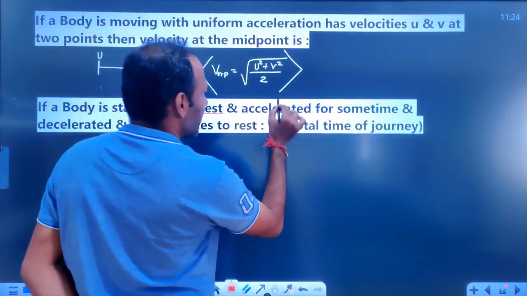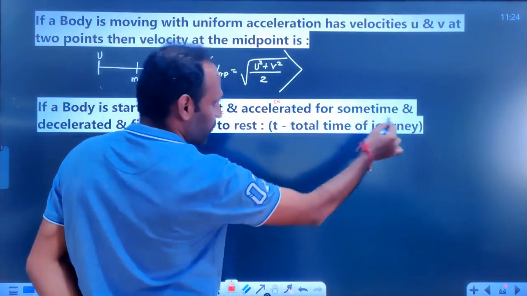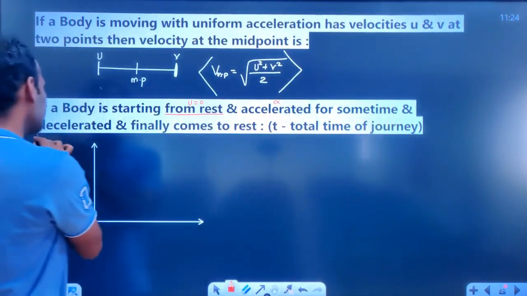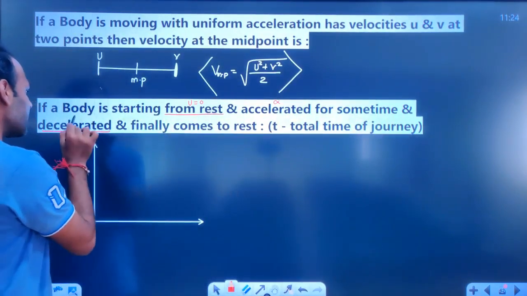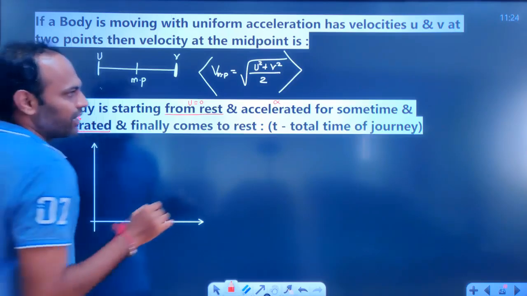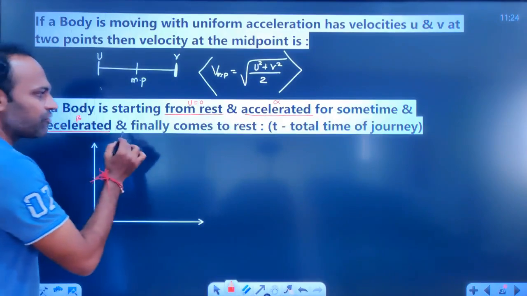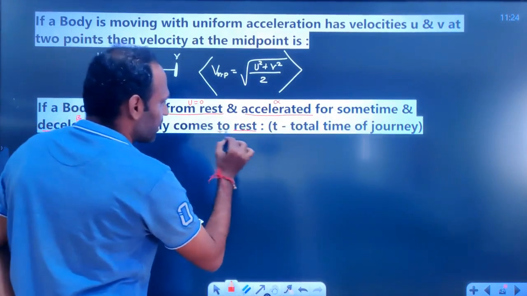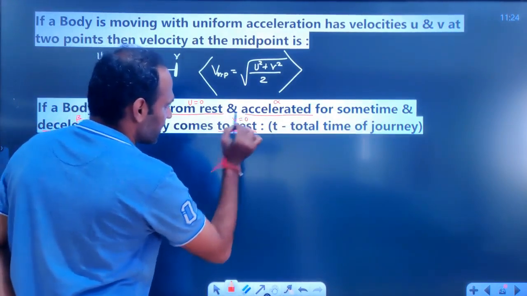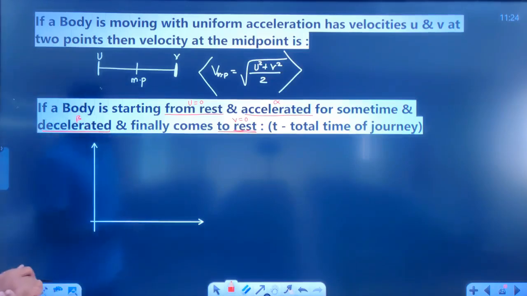First it accelerated, let us take that acceleration as alpha. For some time it has accelerated, and then decelerated for some time. Decelerated, we take that deceleration as beta. Acceleration I am taking it as alpha, deceleration I am taking it as beta, and finally comes to rest. Finally comes to rest means final velocity is again 0.